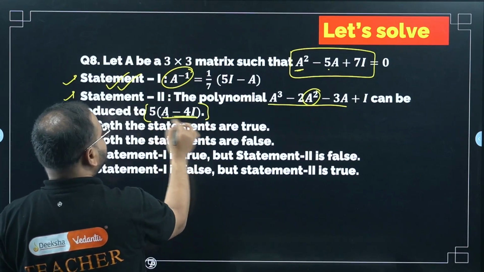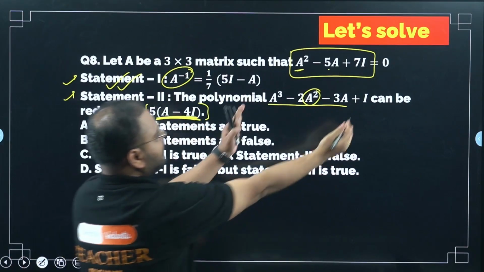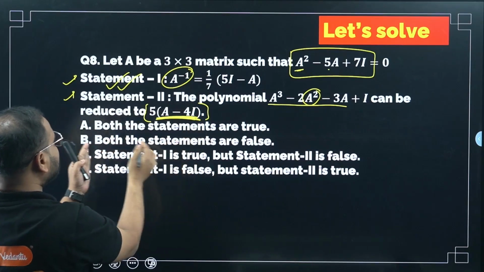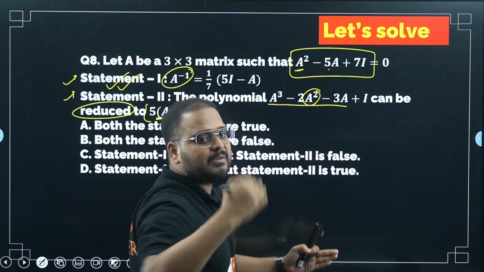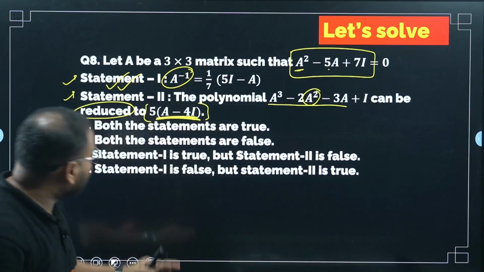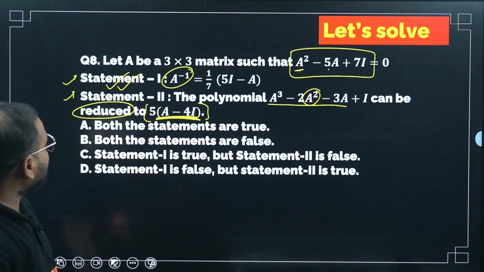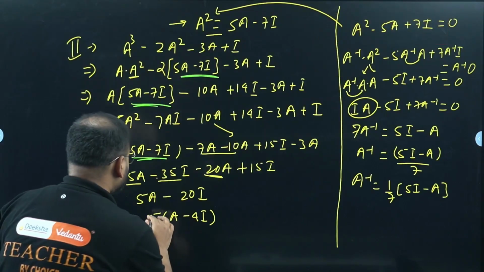5 times of a minus 4i. I started from here and I reached here. So they are saying that reduced to this means if you take this and simplify it, reduce it to the simplest format, you will get what? 5 times of a minus 4i.